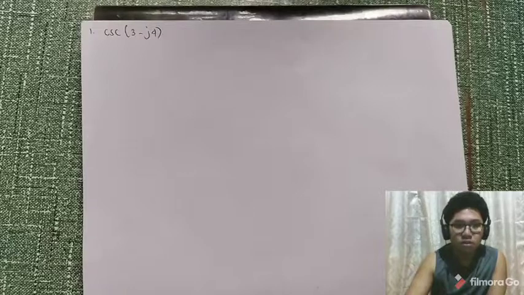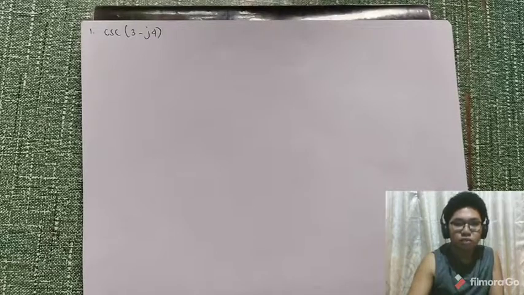Hi guys, and today's video is going to be about the trigonometric functions of complex numbers. I have here 4 examples and let's get down to business. So for our first example, we have the cosecant of 3 minus j4.